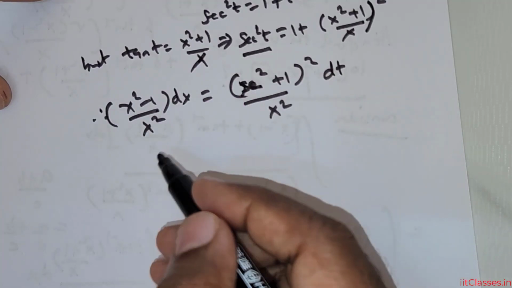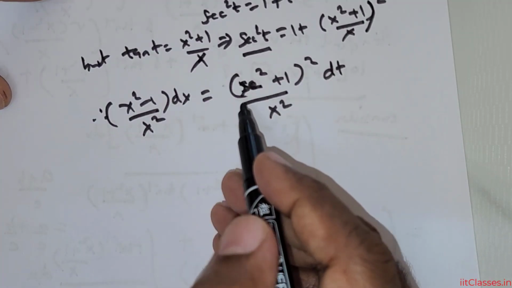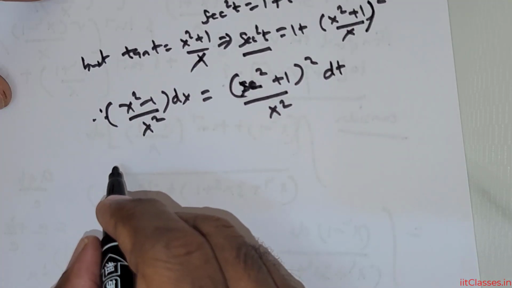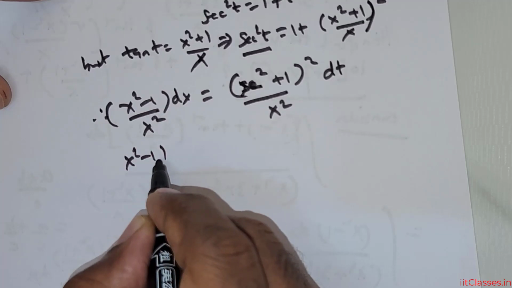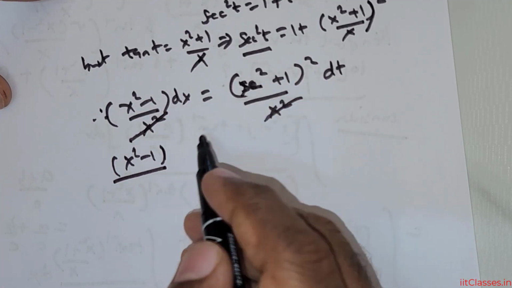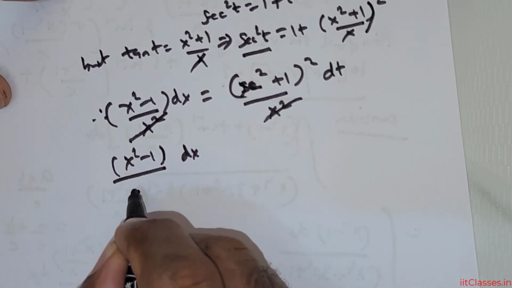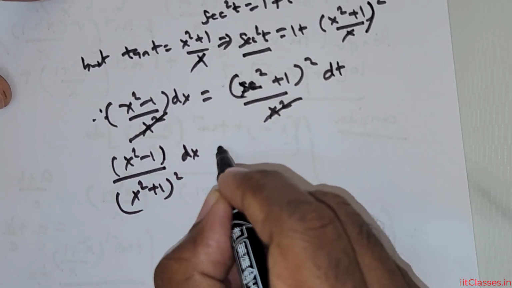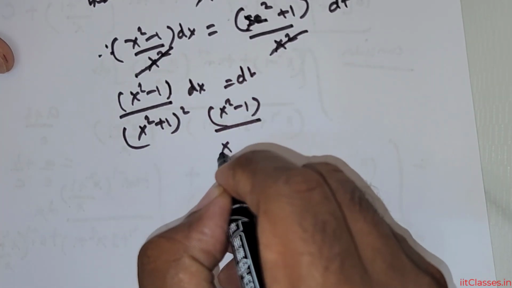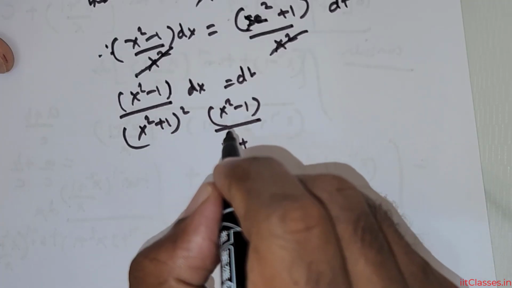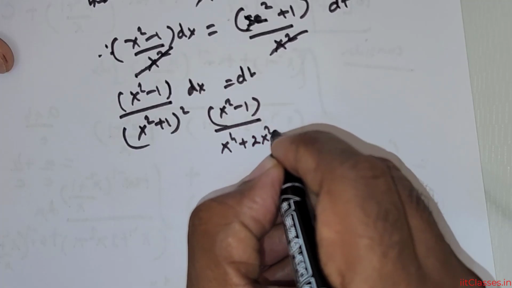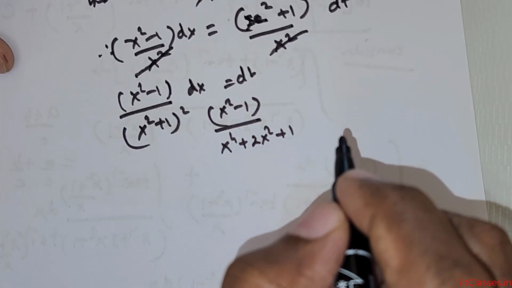So if I were to rewrite this with dt on one side and bring everything of x on the other side, then I would have (x² − 1) divided by, now this x² gets cancelled. You have a dx there and you bring this (x² + 1)² is equal to dt. Now you expand this, you get x² − 1. This is x⁴ + 2x² + 1. So this is what you have got.